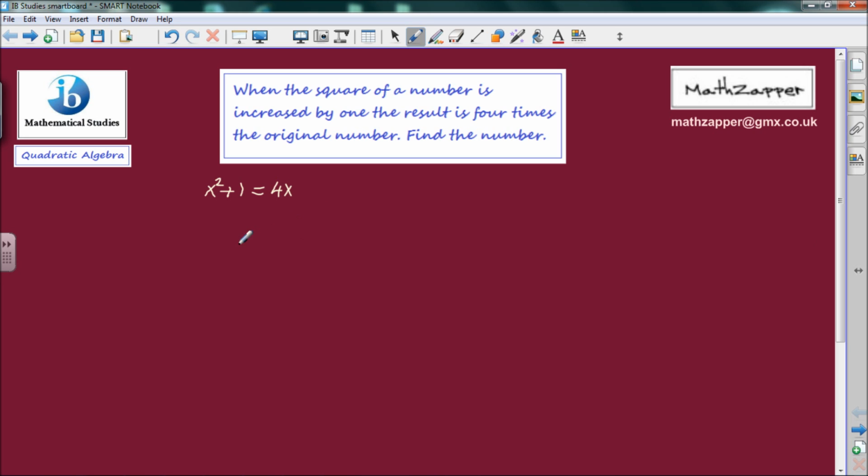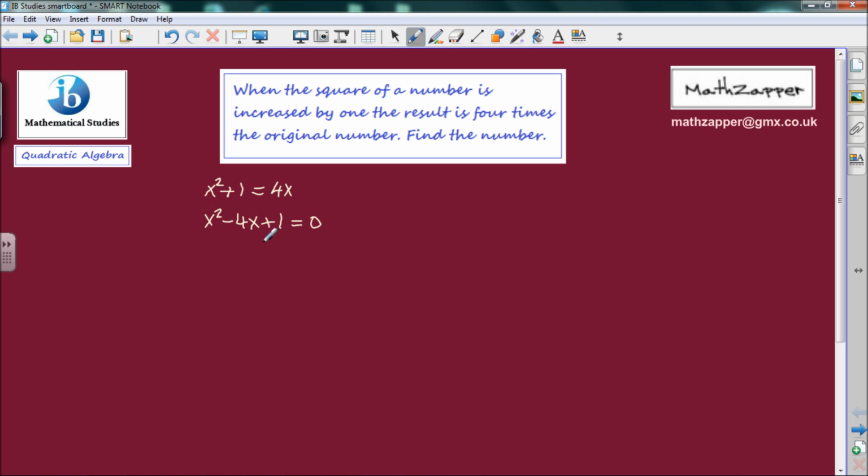Now we need to turn it into a quadratic equation by subtracting 4x from both sides. So now we've got x squared minus 4x plus 1 is equal to 0. At this point, and you can refer to my previous video on completing the square, I'm going to use completing the square to solve this.